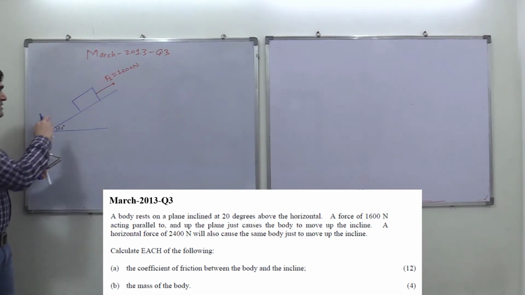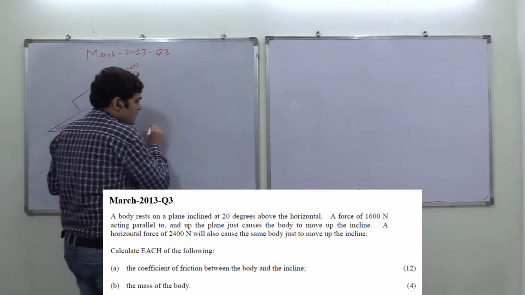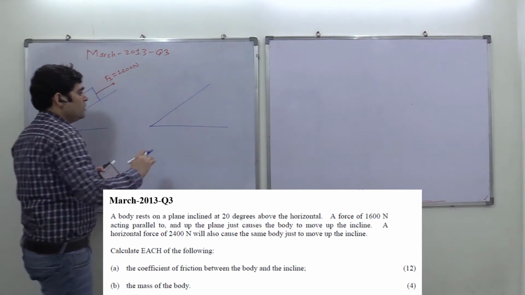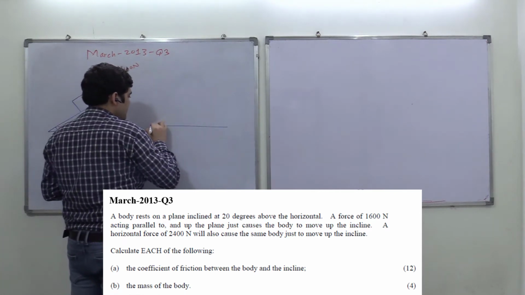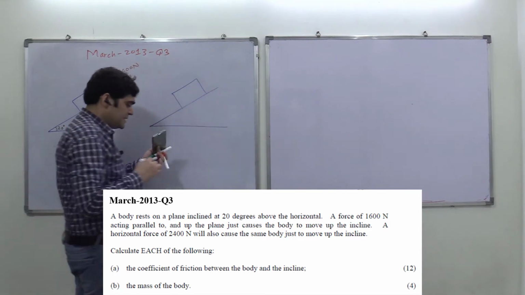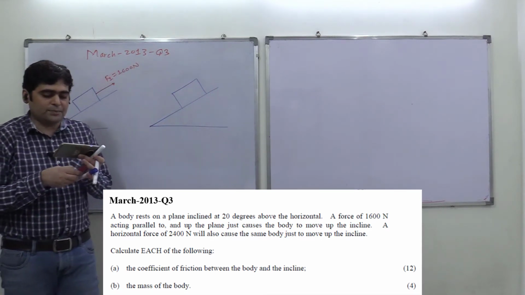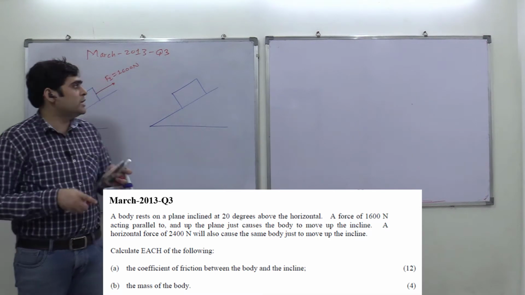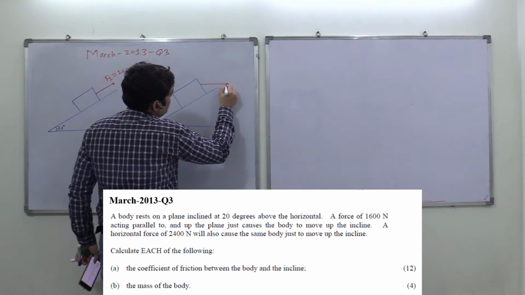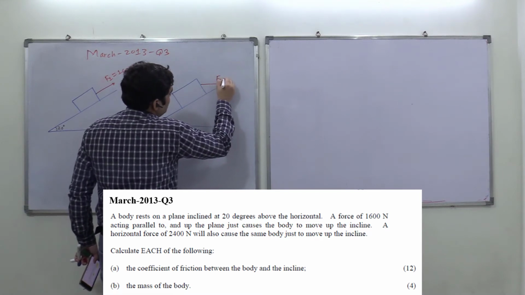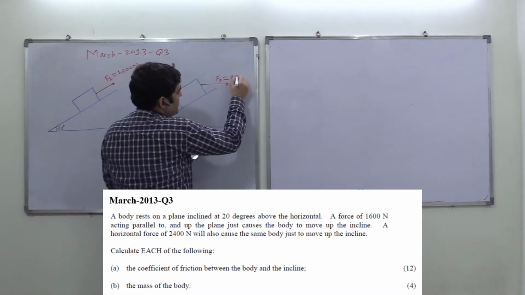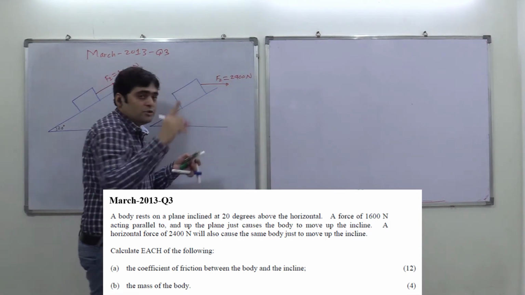Now we are considering the same object, same plane, everything is the same. In the second scenario, we are applying a force of 2400 Newton, and that 2400 Newton is a horizontal force. We will call it F2, and F2 is 2400 Newton.